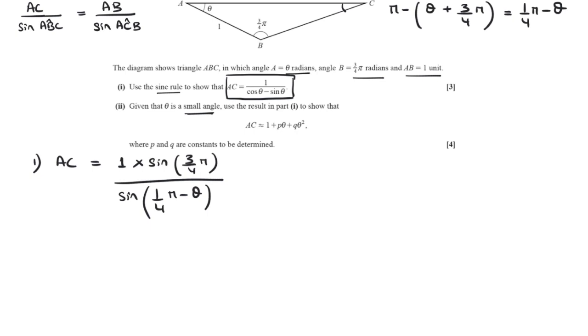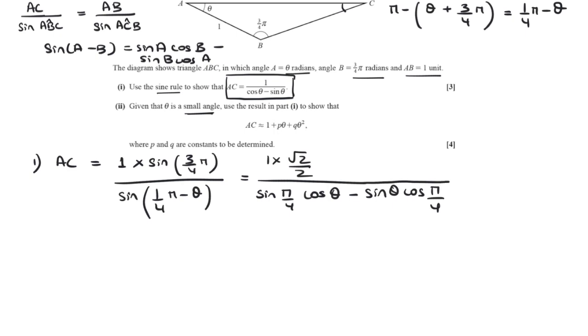Let's work out the numerator here, which is 1 times sine of 3 pi over 4, which is root 2 over 2. For the denominator, I'm going to use the sine of A minus B formula, which is given to you in the formula booklet. However, I do encourage you to remember them as they're very helpful. So the denominator will look like sine of pi over 4 cos theta minus sine of theta cos pi over 4.